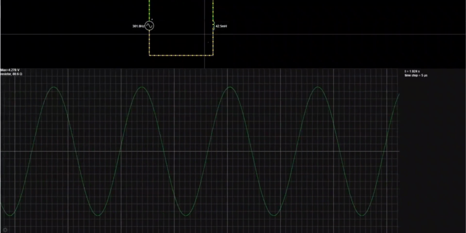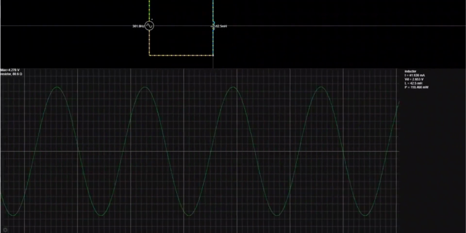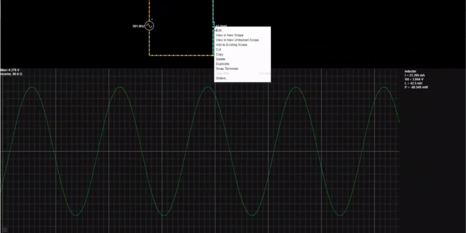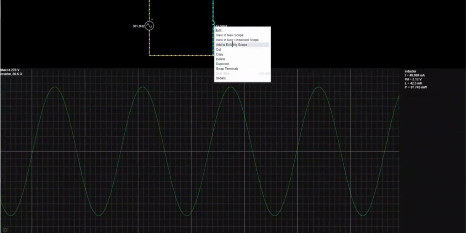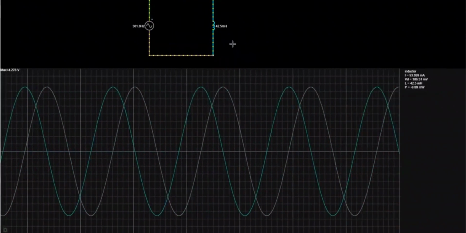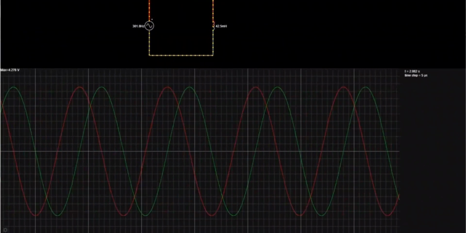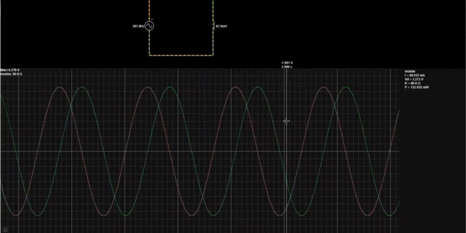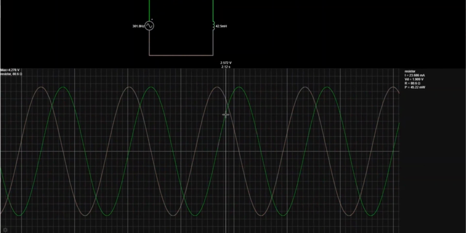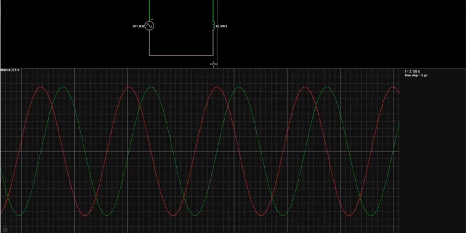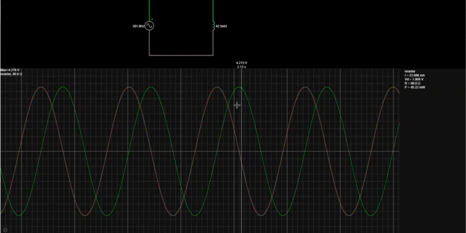Finally, hover your mouse over your inductor. With your mouse cursor on top of your inductor, right click and choose add to existing scope. There it is. Add to existing scope. All right, so let's do this. I'm going to stop the scroll. So I stop the simulation.